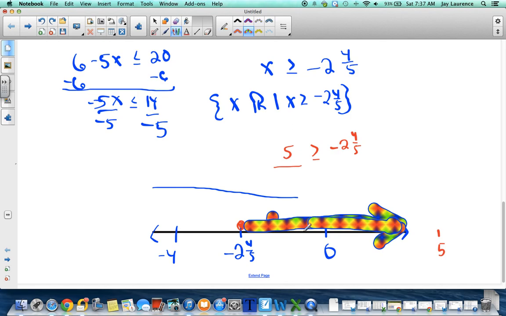So any number greater than or equal to negative 2 and 4/5 makes the original inequality true.